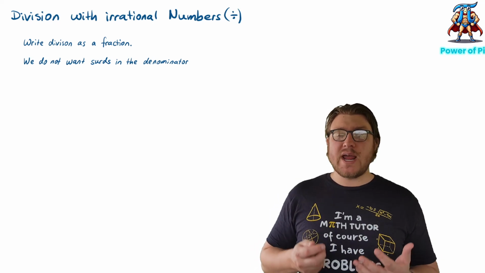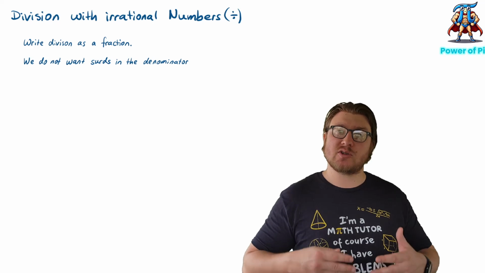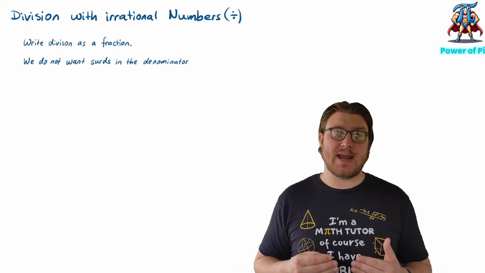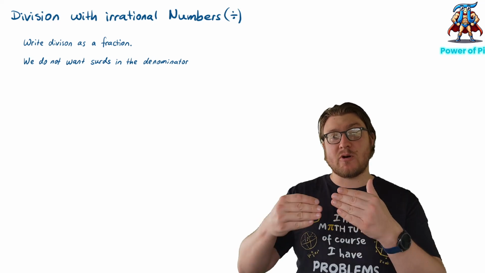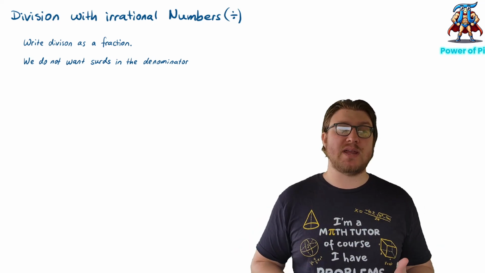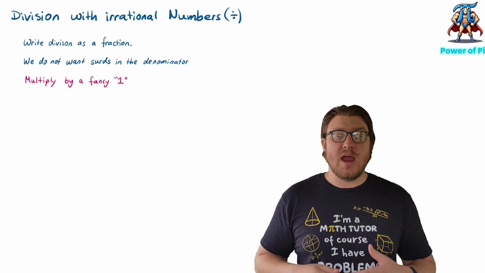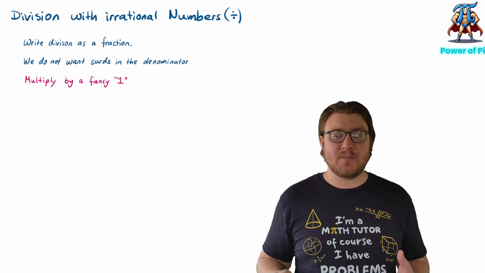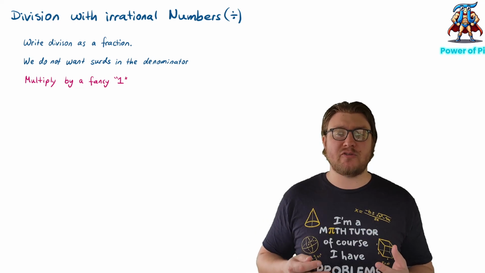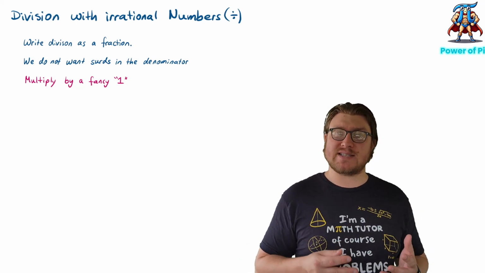Now, we don't actually want to have those surds or irrational numbers in our denominator. So just writing them as a fraction is not going to be the final step. Now, what we're going to do, and this is a little bit of a trick if you haven't seen this before, we're going to multiply by a fancy 1.